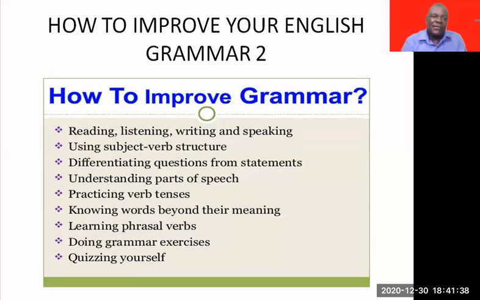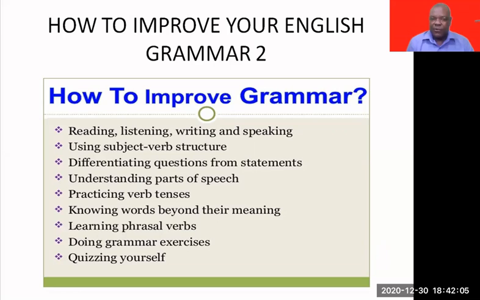Then we have, in this particular one, how to improve your English grammar too, we have also a set of propositions, a set of tips on how you can improve your grammar. And the first thing here is reading, listening, writing, and speaking. Of course, these are all learning skills.